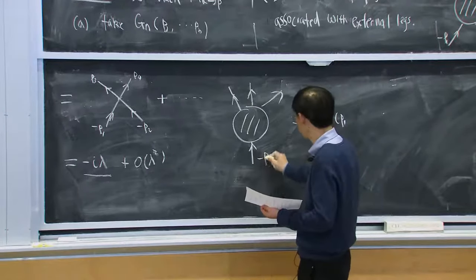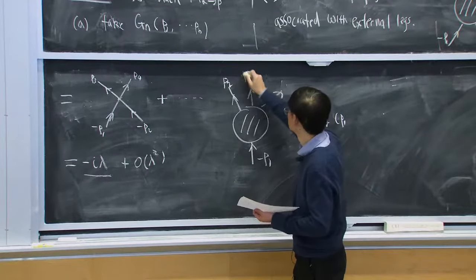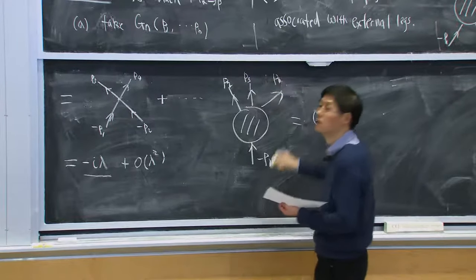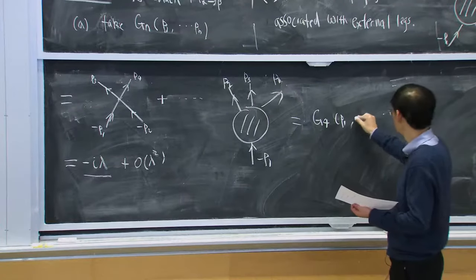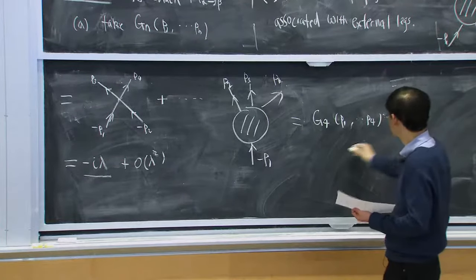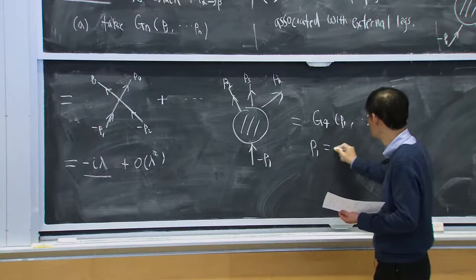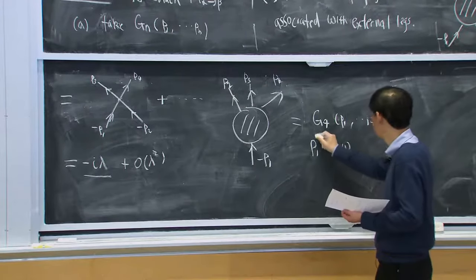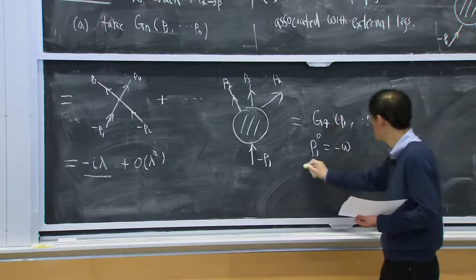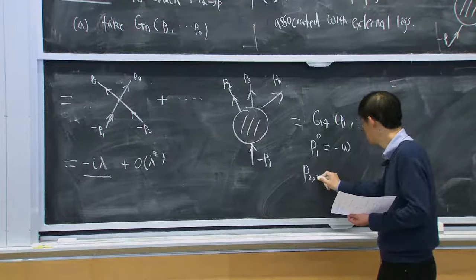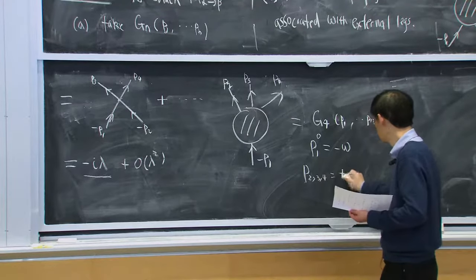So now we take minus P1 and then P2, P3, P4. And now we take P1, P4. Now we take P1 goes to minus root. P1, 0 is the minus omega. And then P3, 2, 3, 4 take it to be the positive root. Okay?